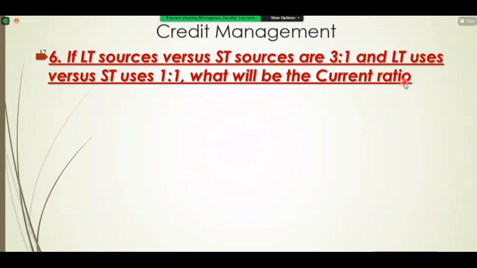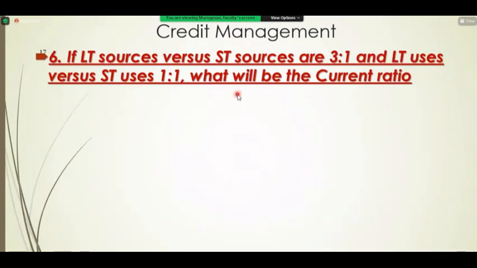They have not given any data, only ratios they have given. Now, based on this data, what will be the current ratio? Now, how to calculate? Don't worry. The LT sources plus ST sources become the total liabilities. Here, LT uses plus ST uses, that will be the total assets. Total liability will tell you the total assets. Now you have to imagine, this is how you have to construct in the exam.